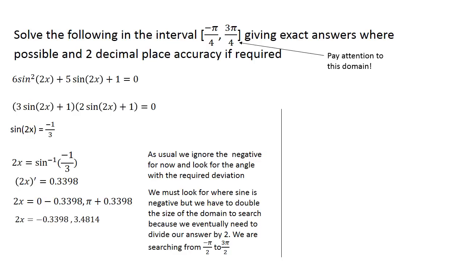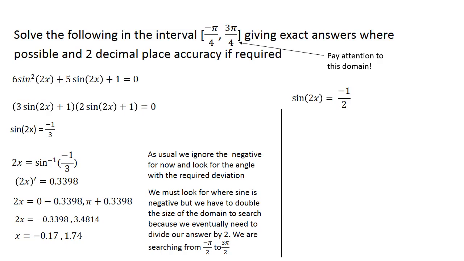2x is equal to both of these, so it means that we're talking about minus 0.3398 and 3.4814. But remember, those are 2x, so we have to divide them both by 2. So if you divide them both by 2, those are your values of x. Remember, the original 2x values that we got were not in the interval that we were looking for, but dividing by 2 brings it back into the interval that we're interested in. So those are your two answers right there.